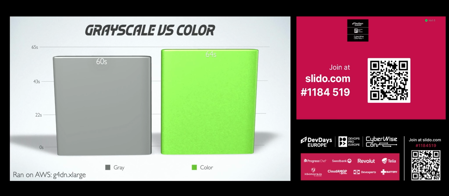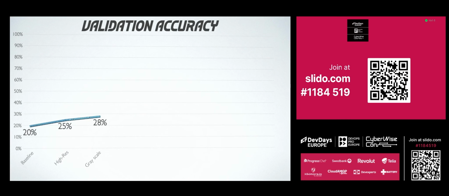So benchmarking color versus gray, it's a little bit faster to do grayscale, but not by much, because in those first layers the color information is already lost. So giving it color information doesn't really help. But it did improve the accuracy of that model. So 28%. Getting better. Not there yet.